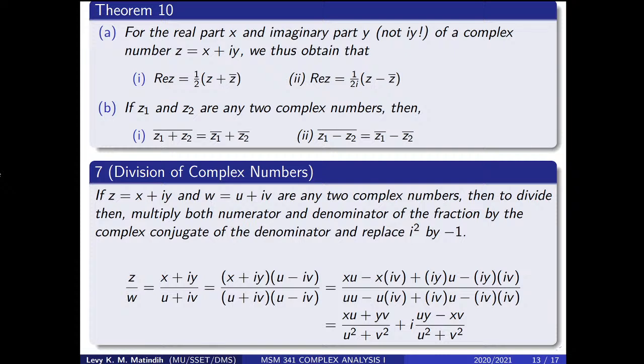So when we simplify and evaluate, what we're going to get is xu plus yv over u squared plus v squared. U squared plus v squared is not a complex number. This is a pure real number. Plus i times uy minus xv over u squared plus v squared. So z divided by w will give us this value which is here.